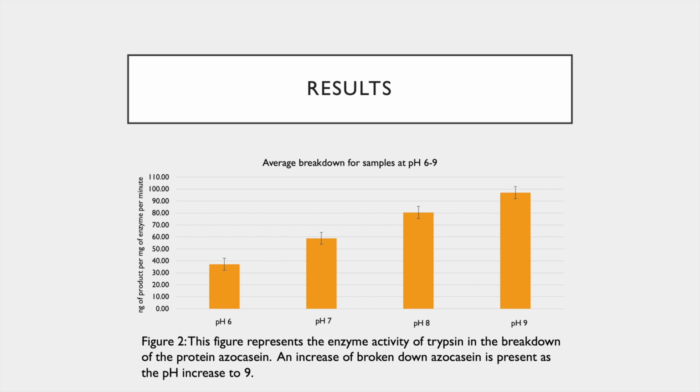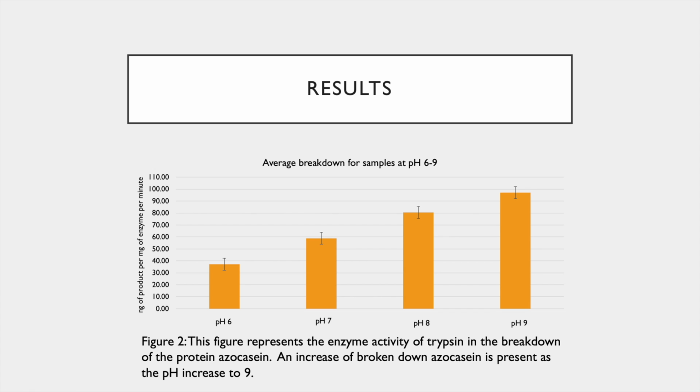These results are the results of the trypsin containing samples. This graph represents a relationship of ng of product per milligram of enzyme per minute and pH 6, 7, 8, and 9. You can see that as the pH increases from 6 to 9, the product produced also increases. If we look closely, we can see that the standard deviations of 6 and 7 do not overlap, which proves that the data sets of pH 6 and 7 are statistically different.